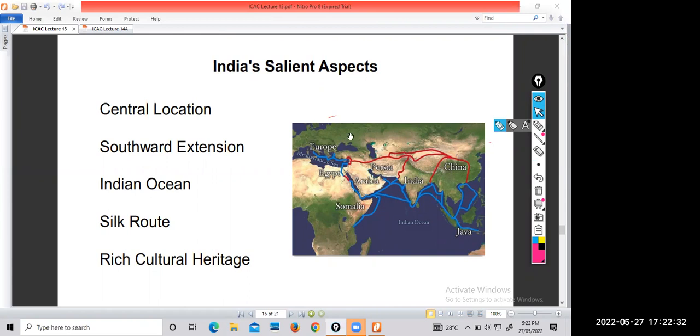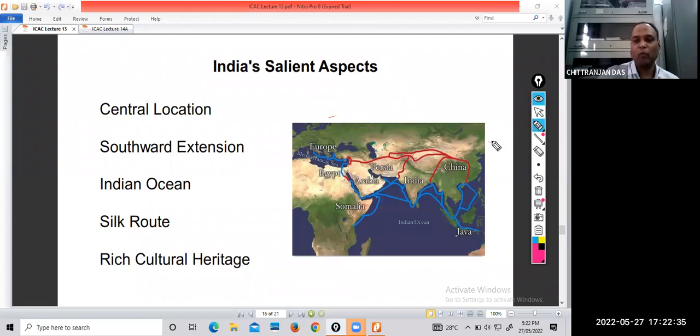As you see, India lies between the routes going from the east to the west. It is actually located in the center. So centrality is very, very important.